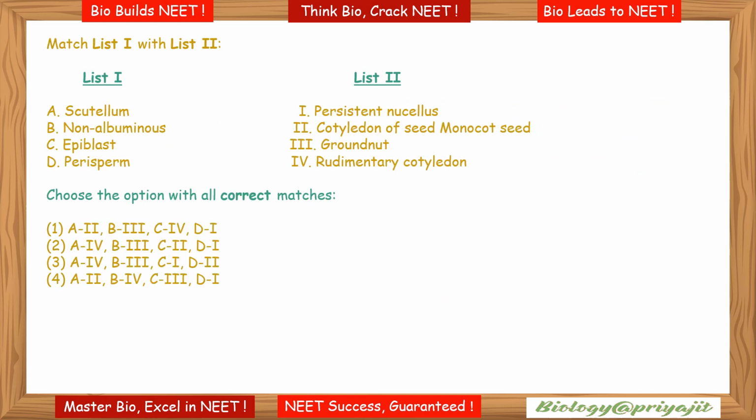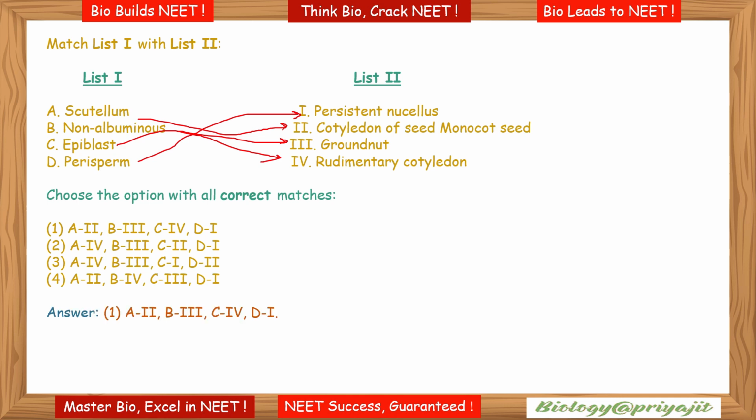Next, there is a scutellum. Scutellum is the cotyledon of the monocot seed. Non-albuminous seed is found in groundnut. Epiblast is the rudimentary cotyledon, and perisperm is the persistent nucellus. So the correct answer will be option 1: A2, B3, C4 and D1.